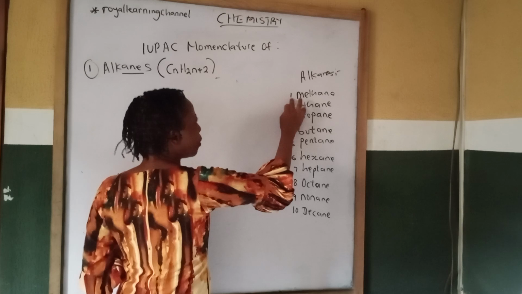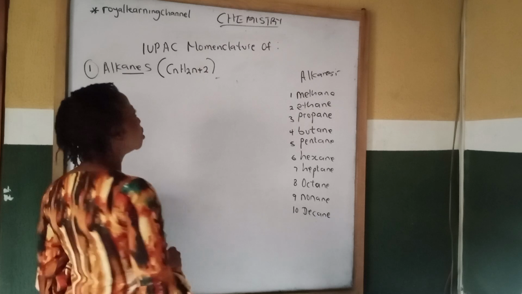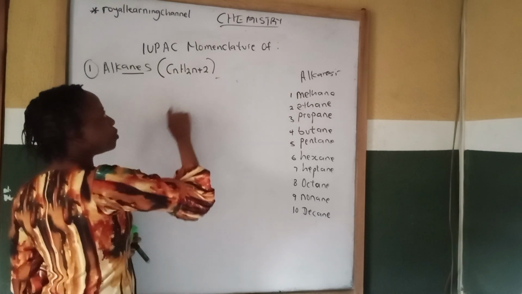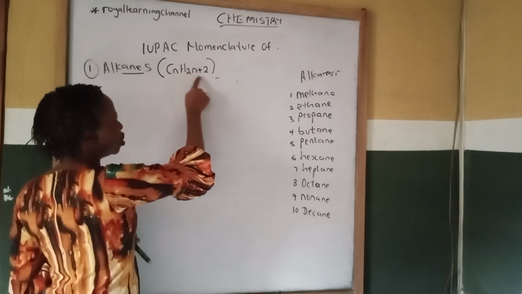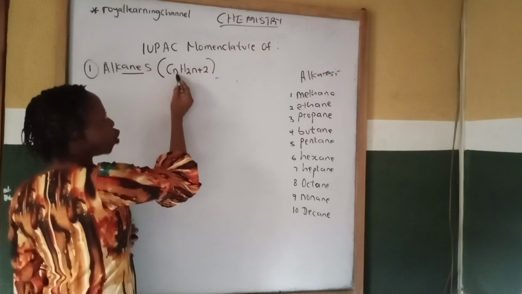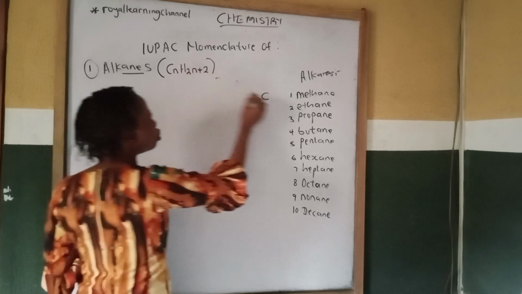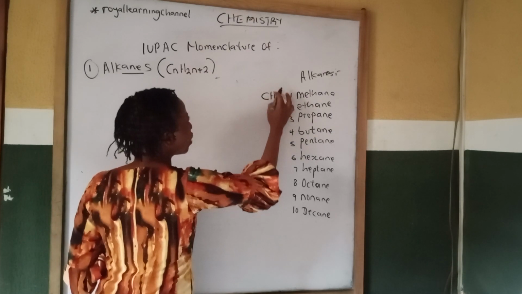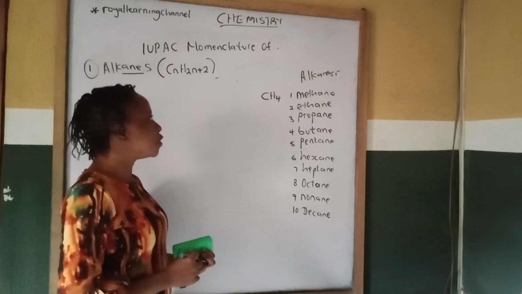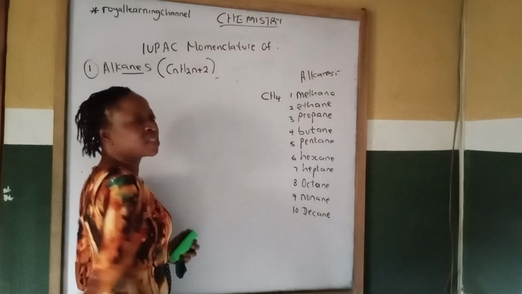Methane is the first member, number one member. It shows that from this general formula, my n will be 1. So if I substitute this into the general formula, anywhere you see n here, you replace with 1. So for methane, what will be our formula? If our n is 1, C times 1 will give me C. 2 times 1, that is 2. 2 plus 2, that is 4. So the molecular formula for methane will be CH4.